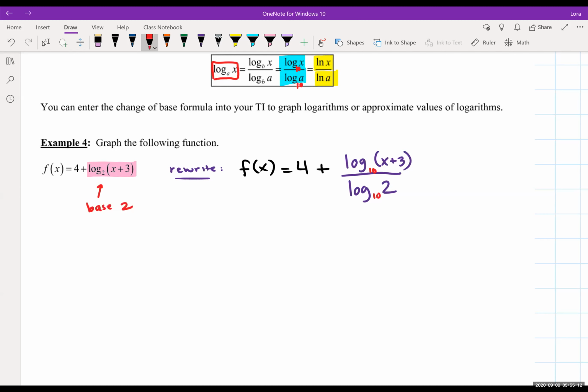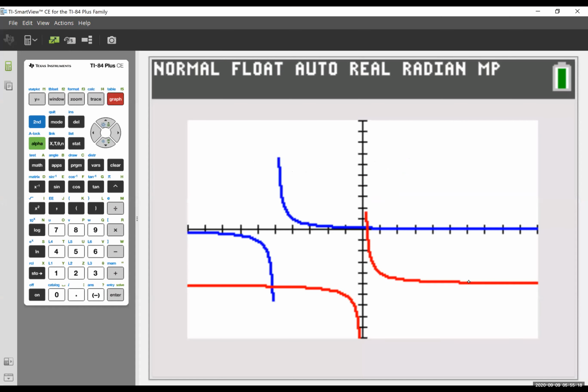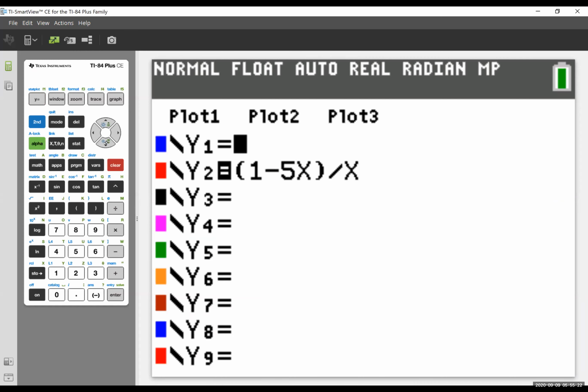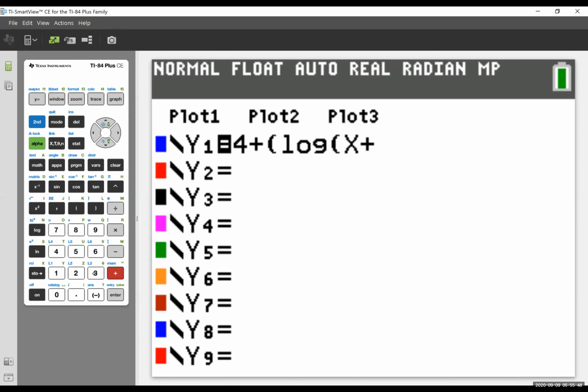So let's pull up our TI. I have something from my old example, but let's go and we'll erase everything out. And we'll type in the 4 plus, now remember this is a fraction. What I like to do is I'm a little bit cautious whenever I have a fraction that has more than one term in it. So I'm going to enclose the entire numerator, the log of x plus 3, log key, right beneath the square key, x plus 3. So that's the argument. Close the argument with a parenthesis, close the numerator with a parenthesis. That is divided by, and this is only a single log in the denominator.